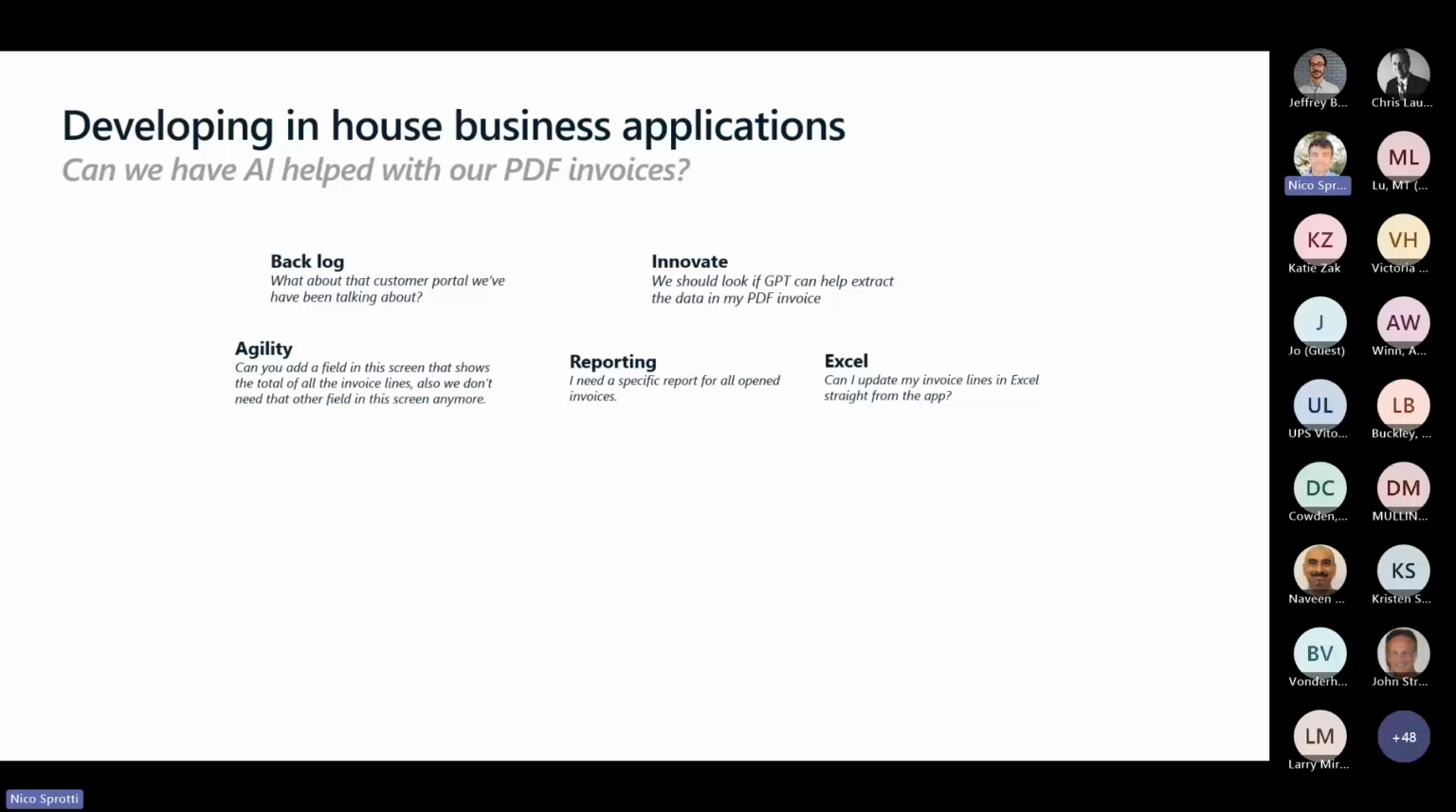I need to export this data to Excel and even update it in Excel. I need to deploy. I found a bug. Can you fix it and deploy it in no time back to production?